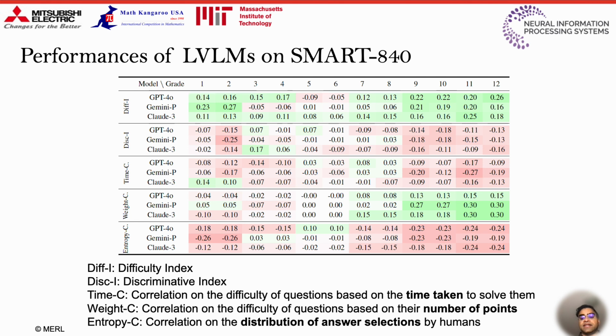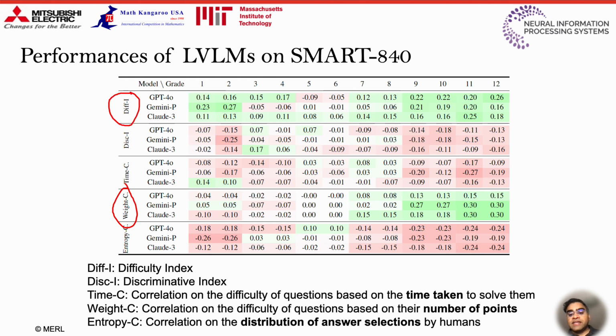Using the human performance data that we have, we computed various types of correlations between the hardness of the Smart 840 puzzles from a human perspective and whether the AI models also find those puzzles as equally difficult. We compute the difficulty index, discriminative index, correlations between the time taken by humans to solve the problems, the number of points attributed to a problem, and the distribution of the answer selections. We find that there are some weak correlations in some cases, for example, the weight correlations here, and weaker correlations in difficulty indices.